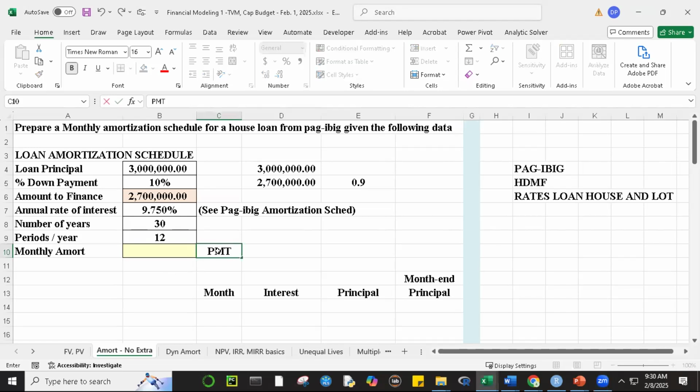Now I want you to compute what will be the monthly amortization based on the PMT function in Excel. I'll give you maybe 1 minute, and then kindly chat in the chat box the amount that you got. Please only share your answer with me first. Don't share it to the others.